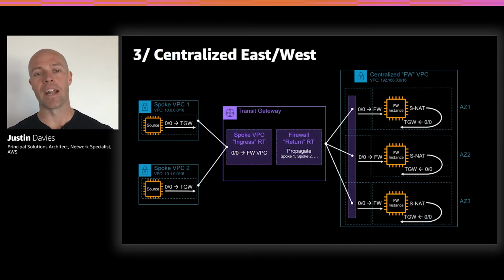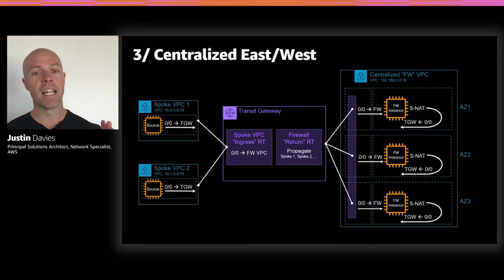The third pattern is centralized east-west. Each application VPC is connected to a transit gateway, but instead of routing directly to the destination VPC, it is forced through a centralized firewall VPC, where historically the same NAT functionality was required, even if it was not internet bound. This was especially relevant when the communication path involved the source and destination that may have been in a different availability zone. We're going to dive super deep into that in just a couple minutes.